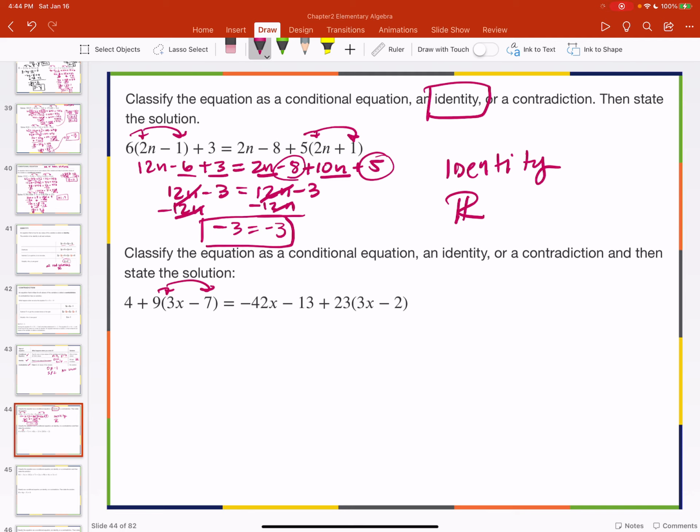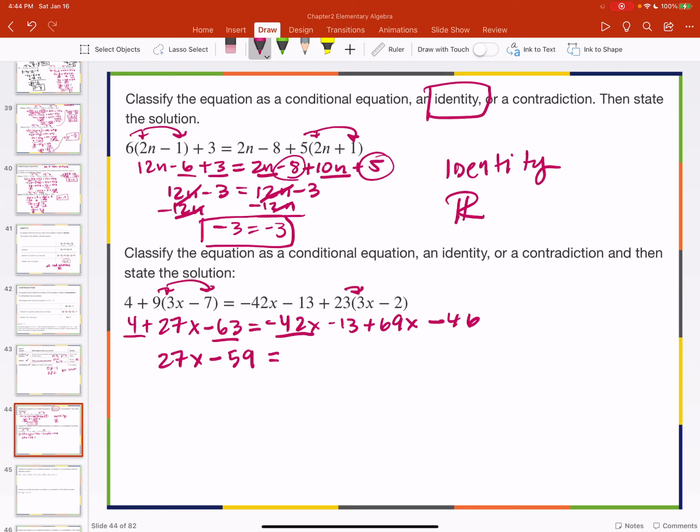We're going to go ahead and simplify each side of the equation. So 4 plus 27x minus 63 is equal to negative 42x minus 13. Distributing this 23, I get plus 69x minus 46. So let's combine like terms. We have 27x on the left-hand side with the 4 and the 63. That's going to be negative 59 is equal to, and let's see, negative 42x plus 69x is going to be 27x positive. And then negative 13 minus 46 is going to be minus 59.